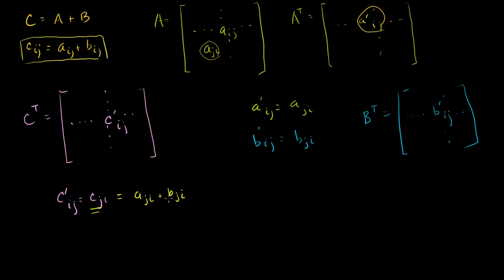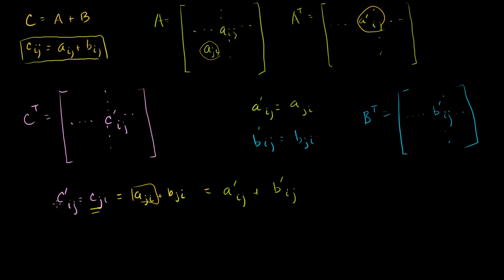Now, what are these? What are these equal to? This guy right here is equal to the same entry for the transpose of A at ij, and this is equal to the same entry for the transpose of B at ij. Now, what is this telling us?